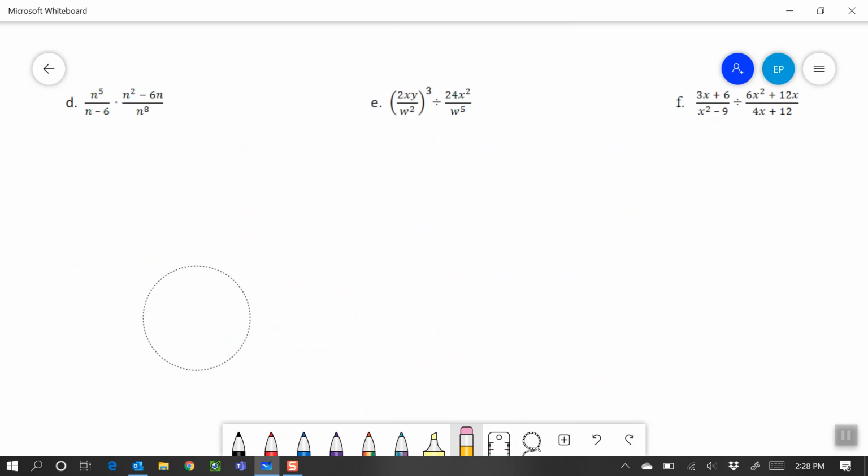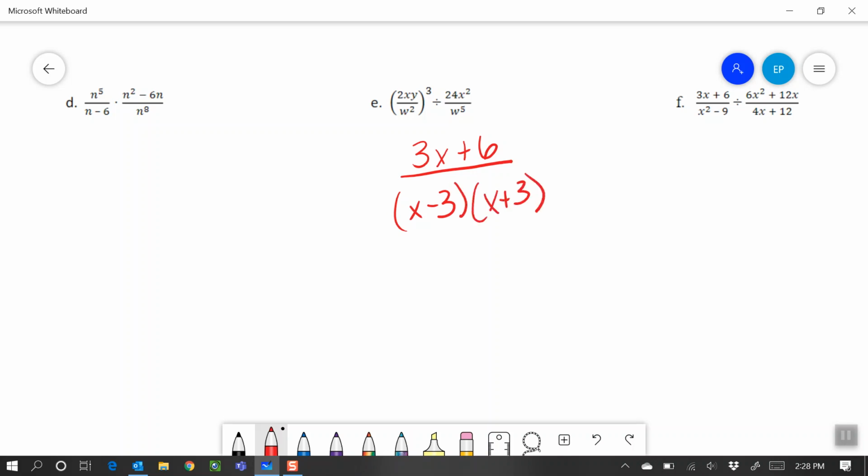So we're going to do another division problem. We're going to keep, change, flip. We're going to keep the first fraction of 3x plus 6. I am going to factor this denominator and make that x minus 3 times x plus 3, times, I'm going to flip the second fraction. On the denominator, I'm going to factor things out. A factor of 4 out because 4x plus 12. So remember, keep, change, flip. A factor of 4 out, I'm going to have x plus 3 on top.